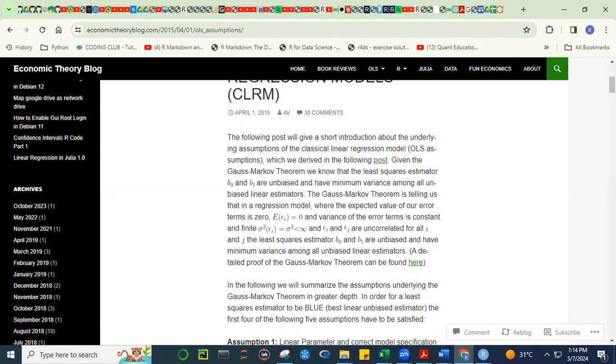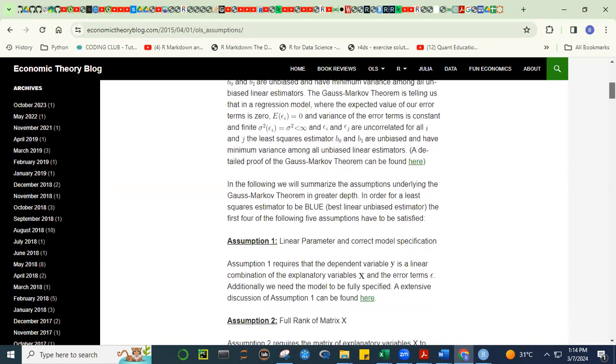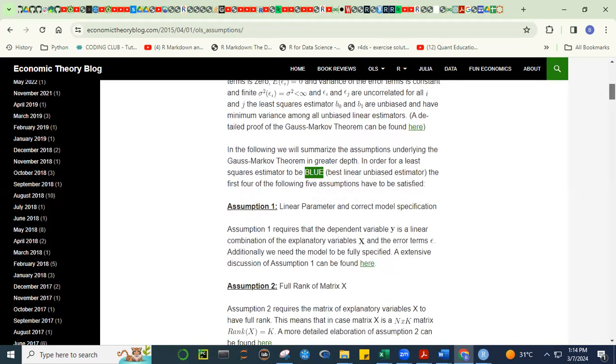So if you want to look at the proof, the mathematical proof, just take a look at it. Alright? So this is what I mentioned a while ago. Okay? These are the assumptions of the Gauss-Markov theorem, so that the estimators will be BLUE, the best linear unbiased estimator. Okay, so the assumptions are that the parameters should be linear and the model specification should be correct.